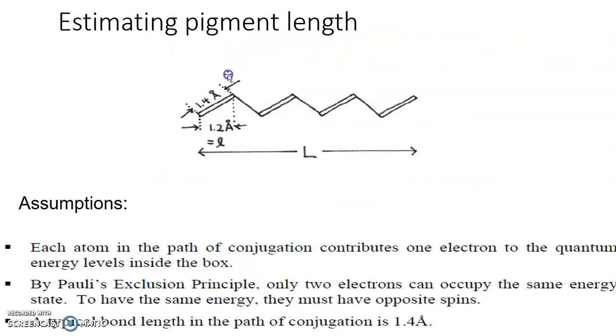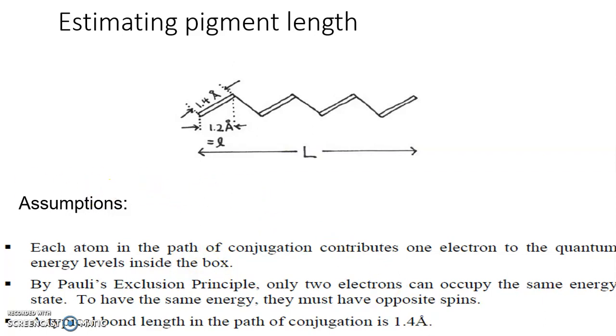Now estimating pigment length. You have this. This is the length, total 1, 2, 3, 5, and here is the small length in angstrom. Each atom in the path contributes 1 electron to the quantum energy level inside the box. Considering Pauli's principle, only 2 electrons can occupy the same energy state. They have the same energy, but they must have opposite spin. A typical bond length in the path of the conjugation is 1.4 angstrom.